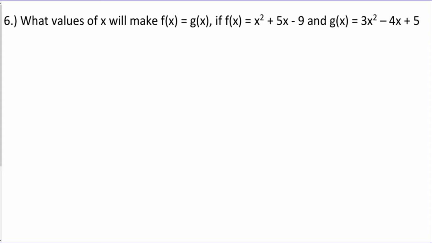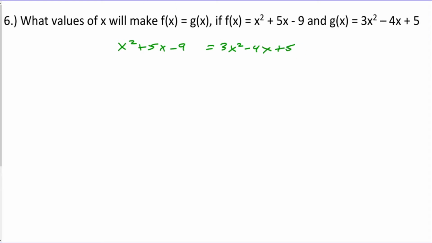Notice, however, there is no solving method, so when we get to that step, we're going to have to make a decision about what method we want to use to solve this. So let's start off by setting them equal to each other, because it says, when is f of x equal to g of x? So I'm going to say x squared plus 5x minus 9 is equal to 3x squared minus 4x plus 5, okay?